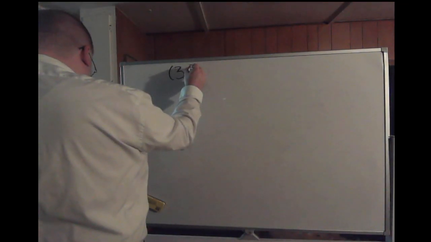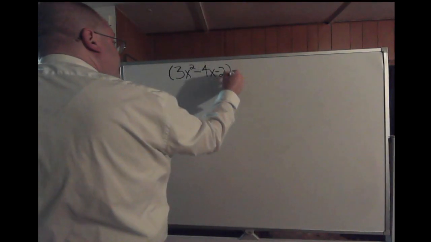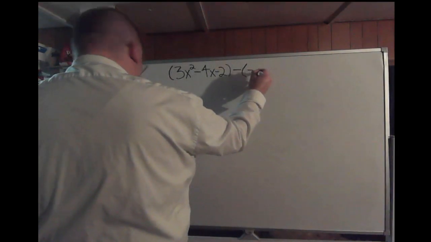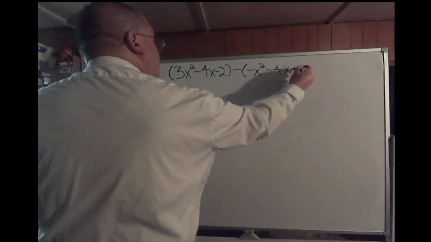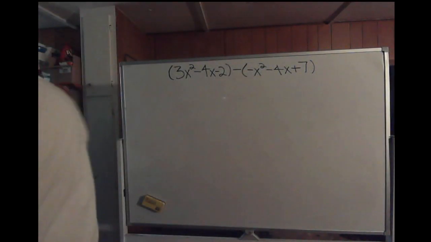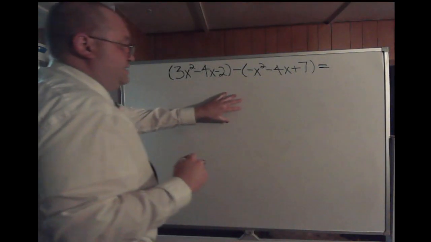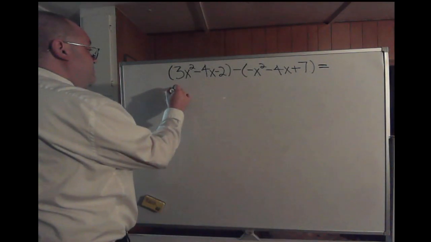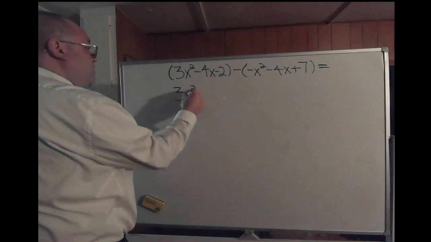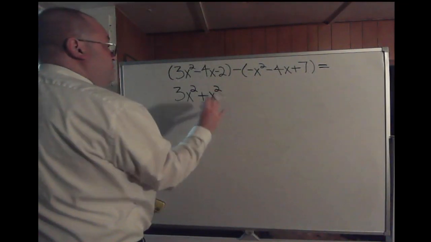So we have 3x squared minus 4x minus 2 minus the quantity of minus x squared minus 4x plus 7. So we clearly see we have x squareds and x to the first and constants. The x squared terms, again, those will be considered like terms. So you'll have the 3x squared, minus x squared, that's actually plus x squared. We've dealt with the x squareds.